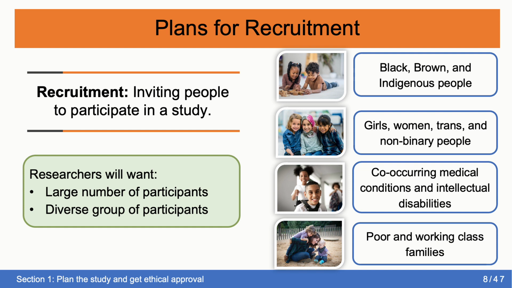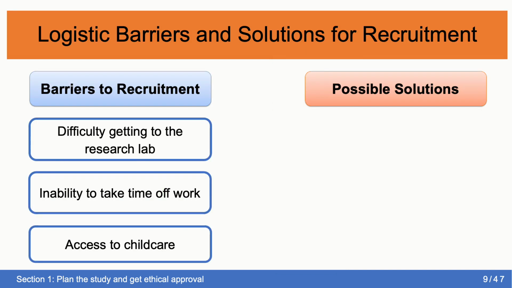It is also important for researchers to invite people who are often left out of the research process. As we reviewed in Module 1, many groups of people have been left out of autism research. This includes Black, Brown, and Indigenous people, autistic girls, women, and transgender and non-binary people, autistic people with intellectual disabilities and co-occurring medical conditions, and poor and working class families.